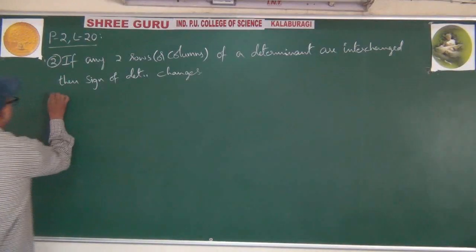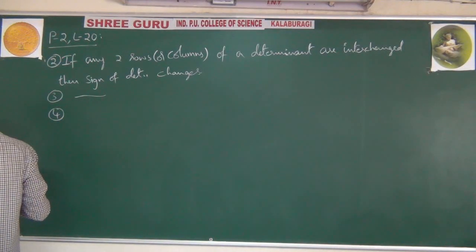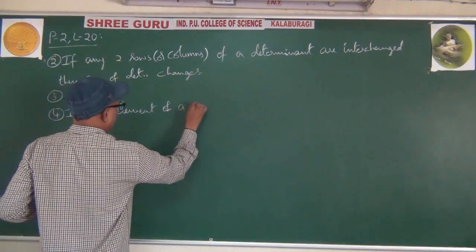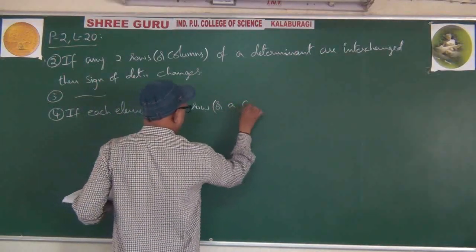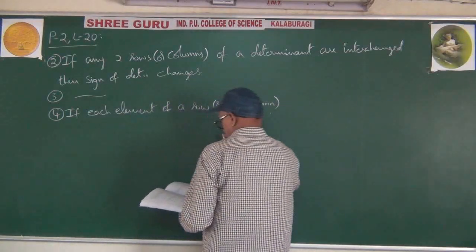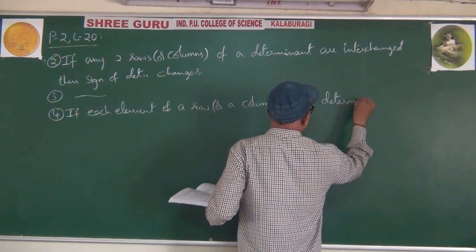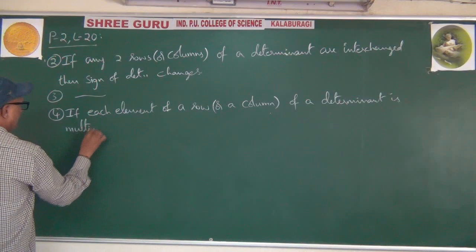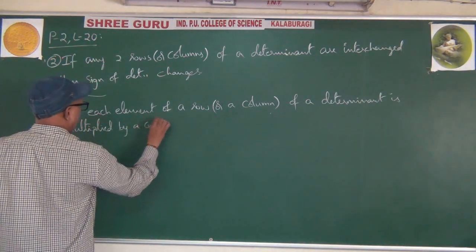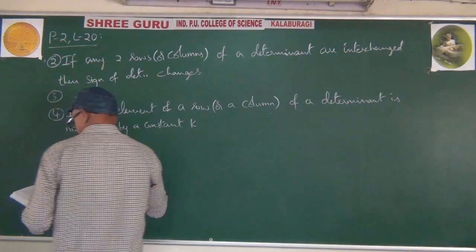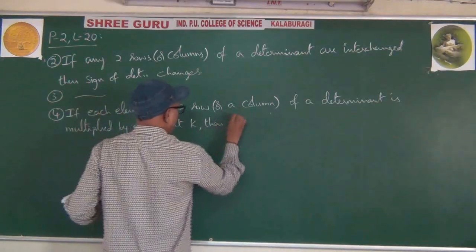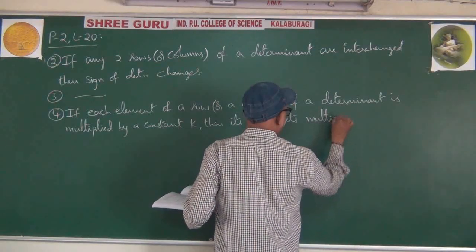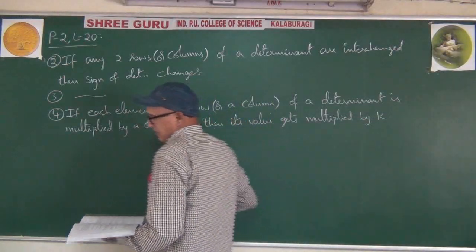Property number 4. Property number 3 I already told. Property number 4: if each element of a row or a column of a determinant is multiplied by a constant k, then its value gets multiplied by k. Value gets multiplied by k.